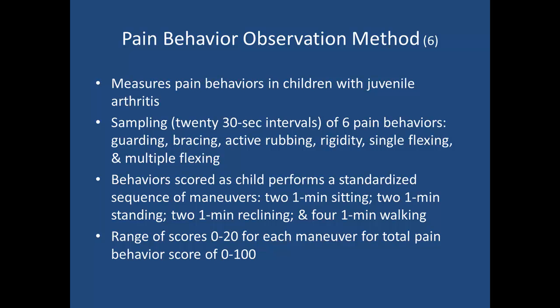Another measure of pain that's been used with children with juvenile arthritis is called the pain behavior observation method. In this method, the observer samples in 30-second intervals 6 different pain behaviors: guarding, bracing, active rubbing, rigidity, single flexing, and multiple flexing. The behaviors are scored as the child performs a standard sequence of maneuvers: 2 1-minute periods of sitting, 2 of standing, 2 of reclining, and 4 of walking. The range of scores is 0 to 20 for each maneuver, for a total pain score of 0 to 100.